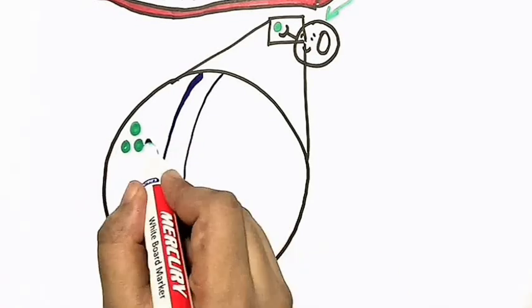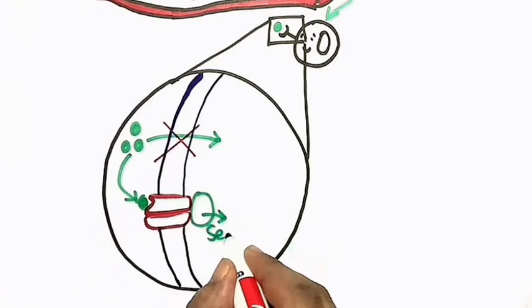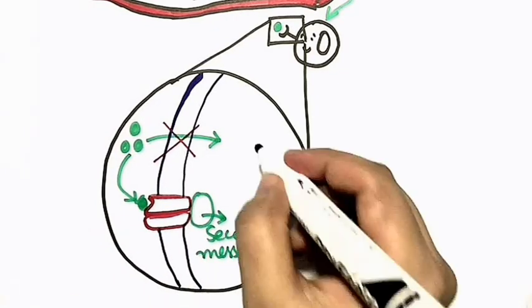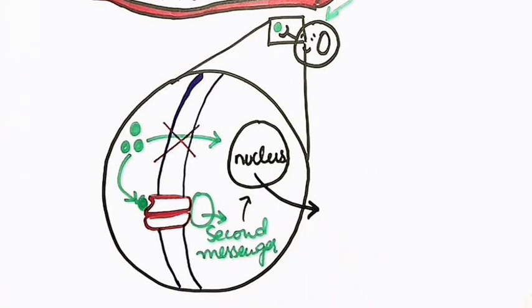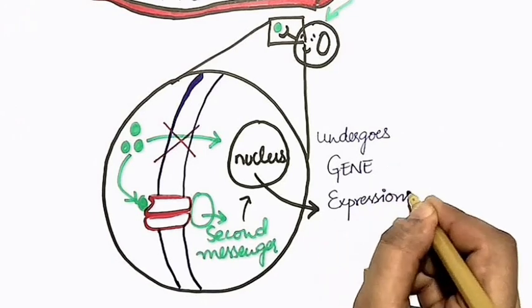When the hormone reaches the cell, it cannot pass through the lipid membrane because it is hydrophilic in nature, so it cannot pass through the cell membrane. It should be bound with some particular receptor. So when it binds with the receptor, it causes a second messenger mechanism to get activated. So the second messenger will send signals to the nucleus to undergo gene expression.